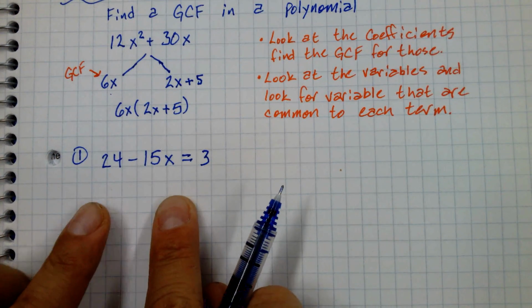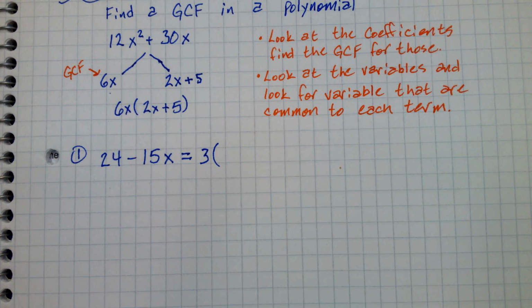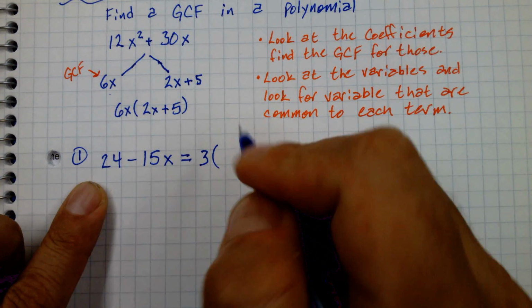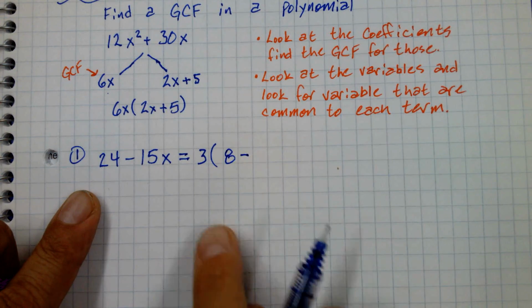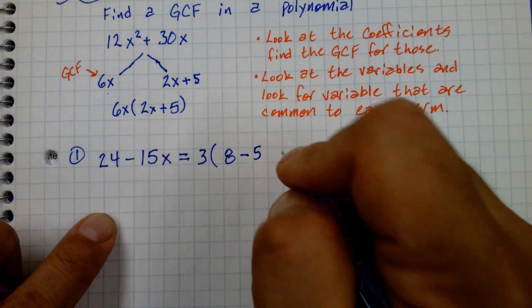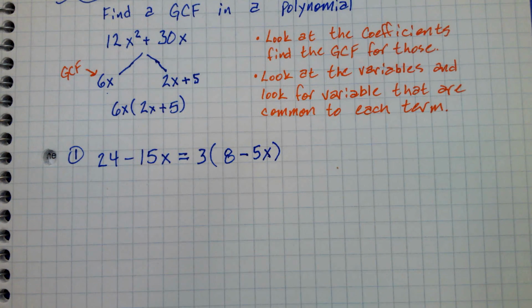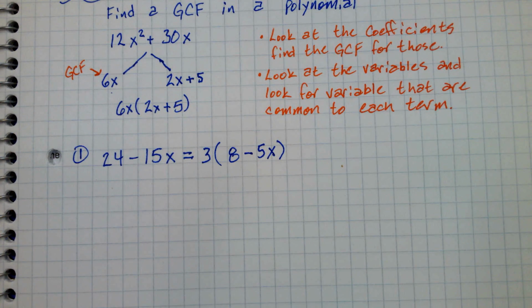How about variables? Do I have a common variable in each term? It doesn't factor out. Then put your parentheses after you've pulled out numbers and variables. And then let's just divide this number out of each one. So 3 times what gives me 24? 8, minus, yeah, 3 times 5 gives me that. And then x. So the way you could check is distribute it back in. We're undistributing, basically. Okay. Any questions?